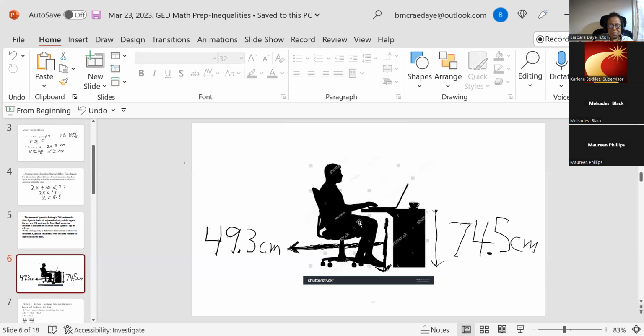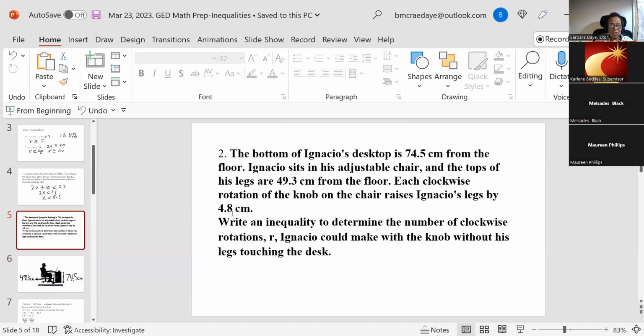Imagine his knees are right here, right? To go all the way up, you're at 74.5. He's at 49.3. Each rotation is moving him closer to the top, right? Now, the difference would be him touching the desk. So we want to know how many rotations he can make. Now, the rotations are 4.8. See, there's the rotations right there.